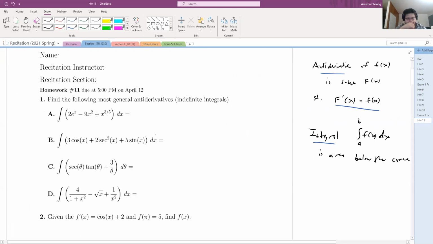All right. So now let's go ahead and look at some of these. So you have to think about derivatives in reverse, basically. So for the first term here, this 2e to the x, well, you should think that, because the derivative of e to the x is just e to the x, the integral is going to behave similarly. So you're just integrating e to the x, you're going to get e to the x.